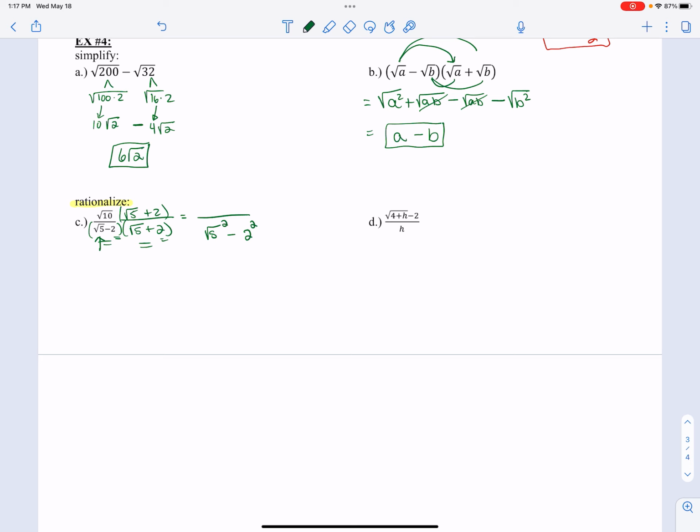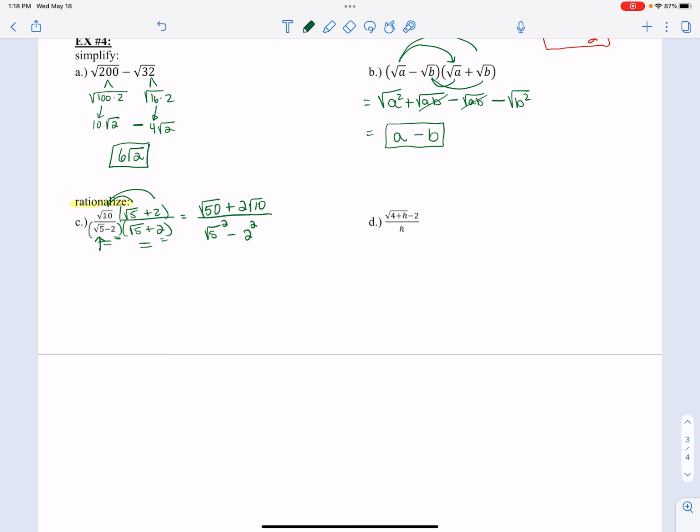On the top, I'm going to just distribute that square root of 10. Now remember, you can only multiply inside stuff with inside stuff and outside stuff with outside stuff. So when I multiply the square root of 10 times the square root of 5, that is the square root of 10 times 5, or 50. Those are both inside, both get multiplied together. But when I multiply the square root of 10 times 2, well, 2's outside, 10's inside. They don't get multiplied. They're just going to be next to each other.